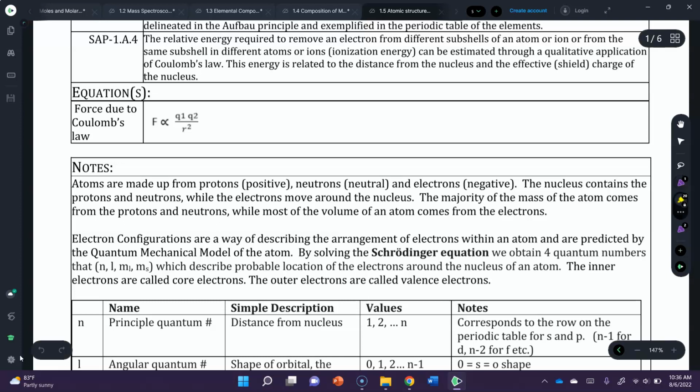Please note that there are no calculations directly related to those. It is just specifically qualitative. You know what the equation is and you know how to qualitatively use it to make an argument for the energy of an electron and how the question or specific problem asks you to deal with it.